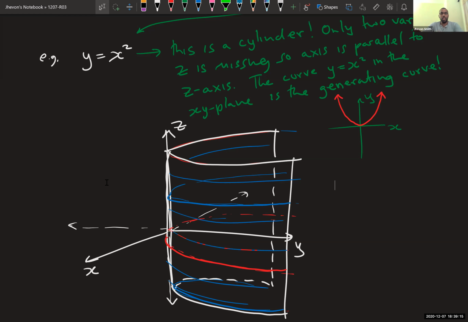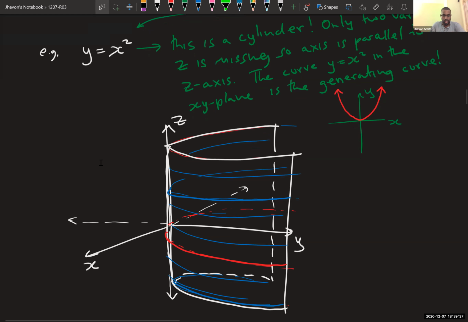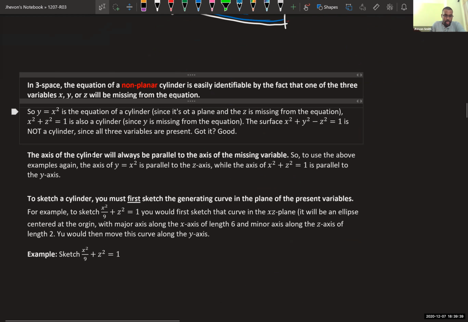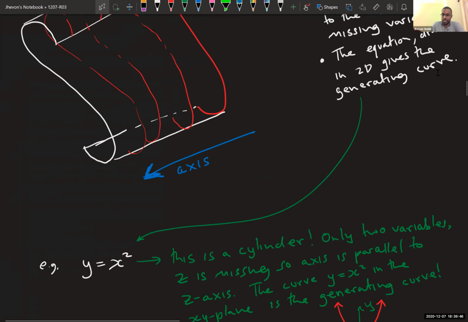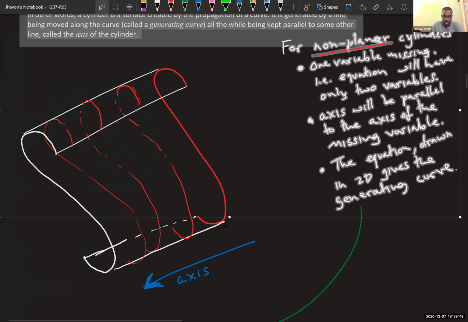I want you guys to see the generating curve a little bit more, so I'll just leave it highlighted. Okay. So you draw the figure in 2D, run it along an axis, boom, you have a cylinder. How do you know it's a cylinder? There are only two variables in the equation. What axis do you run it along? See the missing variable? Parallel to that one. And voila, that's a cylinder. Everything I said, I typed it up here, so you don't have to read that right now because I pretty much rewrote it and explained it here.